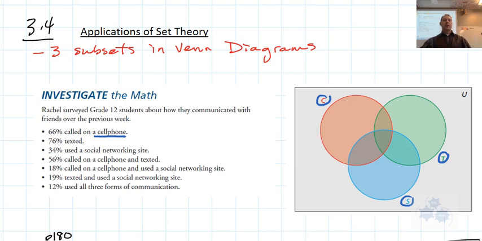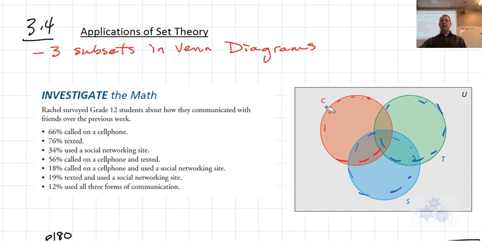Okay? Now, let's read through the information here. And I'm going to connect them with the Venn diagram. So 66% called on a cell phone last week. All right. So those students would be somewhere inside the cell phone circle. Does everyone understand that? Yeah. 66%. Now, I'm not going to put any numbers down here yet because I'm going to show you how to tackle this type of problem. 76% texted. Okay. So 76% is somewhere in here. 34% social networking, so 34% somewhere in here.